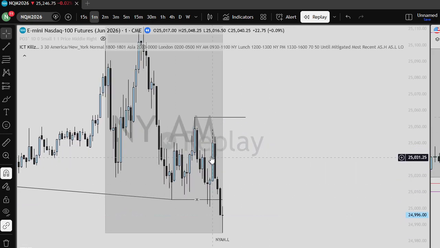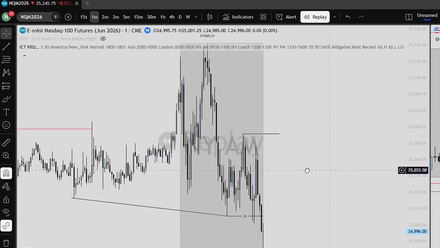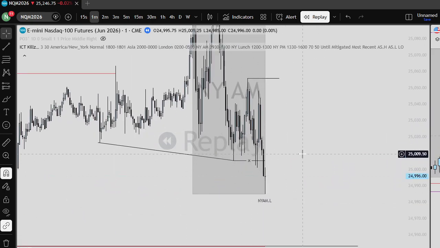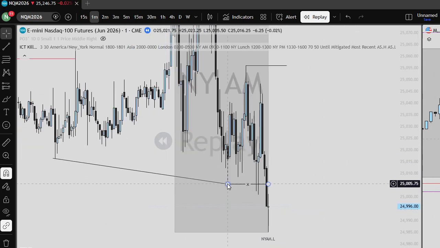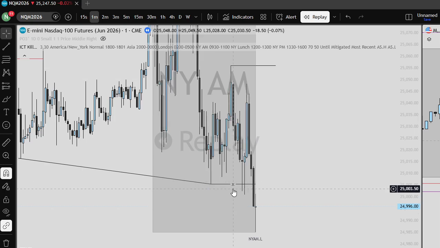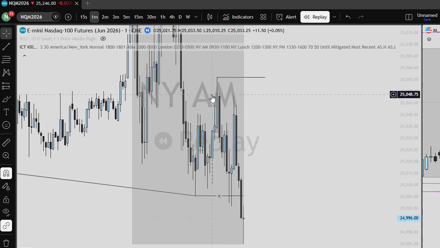This was definitely a fade day, but I ended up taking this because I got tunnel visioned on the idea of this condition meeting out. And mechanically, this was an extremely good setup. We had an SMT, we had a double SMT, we had a stop hunt, we had good liquidity to target above us.